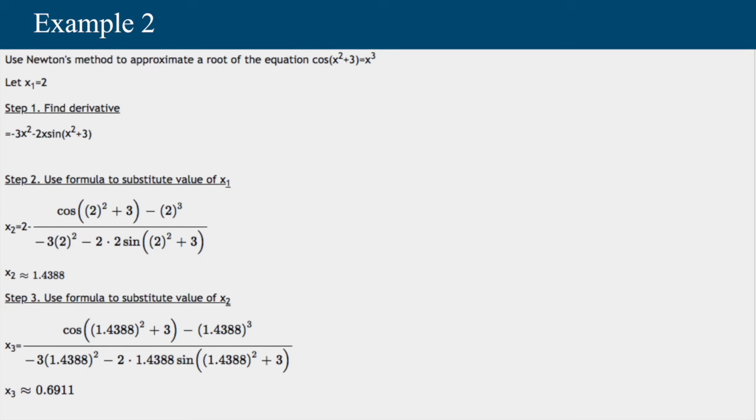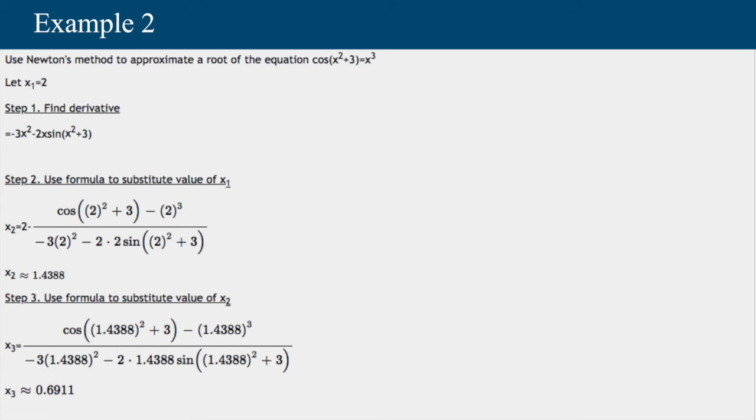Example 2. Again, we will use step 1 to find the derivative, which in this case will be -3x squared minus 2x sine x squared plus 3. Using the formula, we are going to substitute the value of x1, which just so happens to be 2.